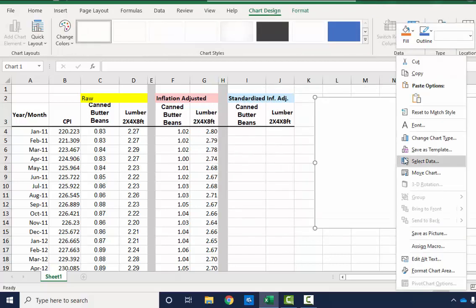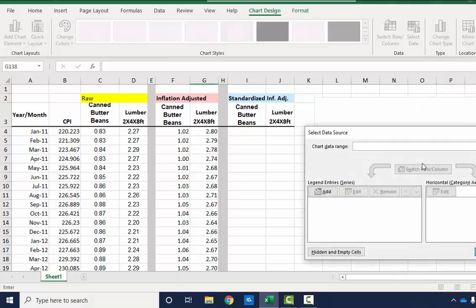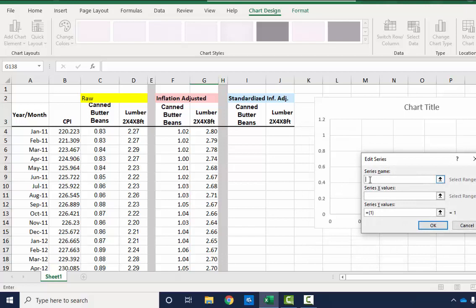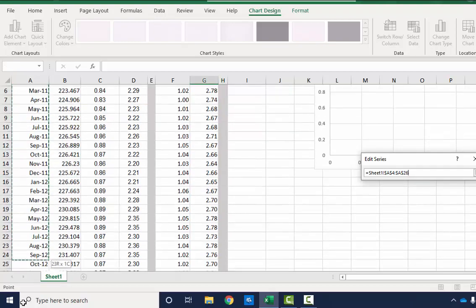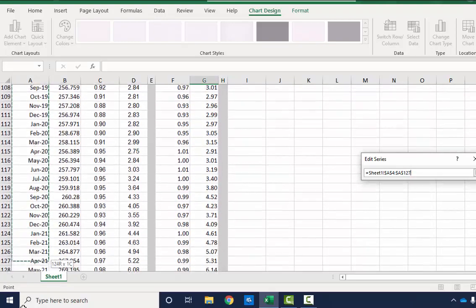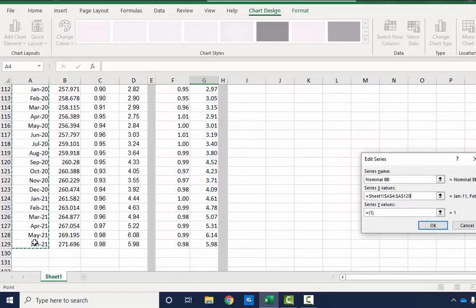Now I'm going to right click in here and select my data. The first thing I'm going to do is get the nominal price. Remember, nominal is that word we use in economics. It just means the raw data. The nominal price of butter beans. I'm going to abbreviate a little bit. Now my X values, the thing I want on the X-axis, are all these months and years over here. So I'm going to grab all that stuff.